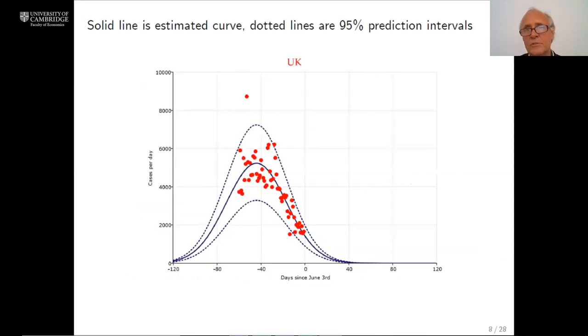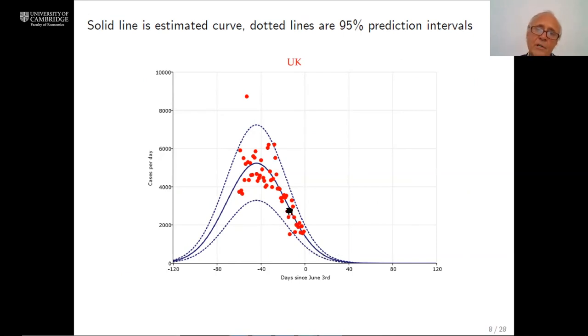So here is the result of our benchmark fitting for the UK. The solid blue line is the estimated curve, which is estimated with the 60 most recent data points, which are the red dots, and the dotted lines are the 95% prediction intervals. So they kind of envelope all of the data here.